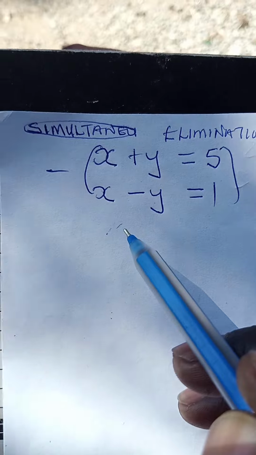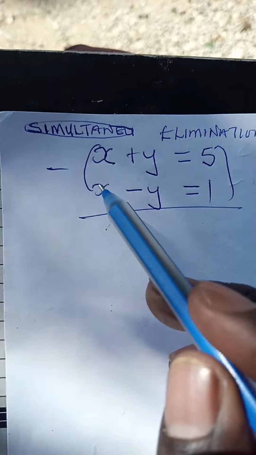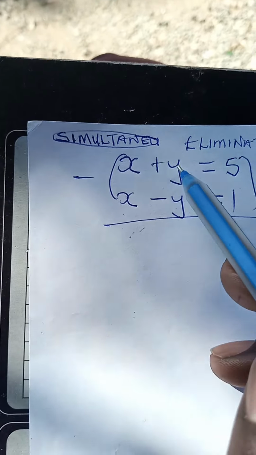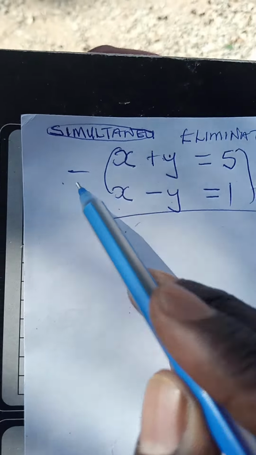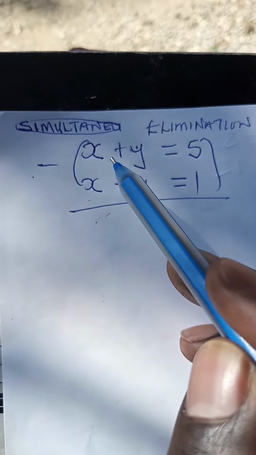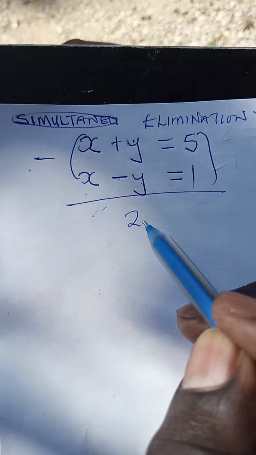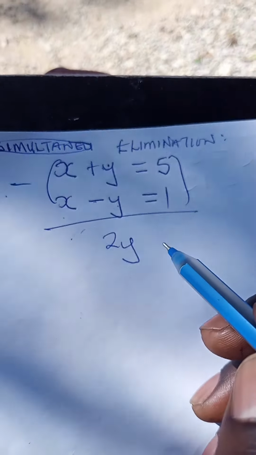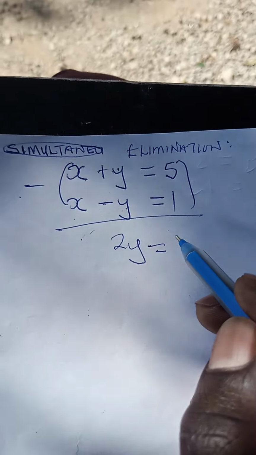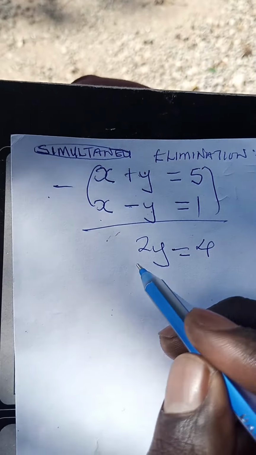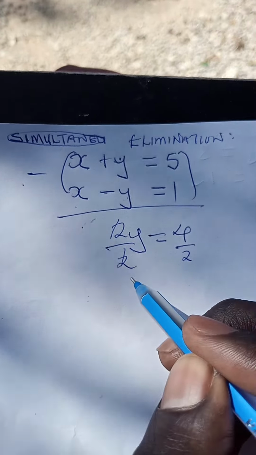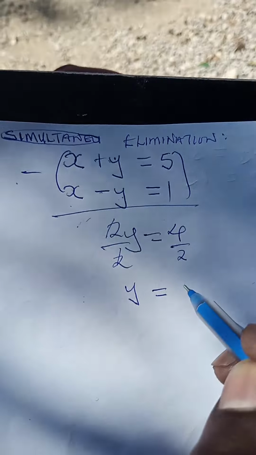So when you say x minus x, you get 0, meaning you've removed this one, you've killed it. And then you're remaining with y. y minus negative y, negative will give you positive, right? So positive, meaning you have 2y. So you say 2y is equal to 5 minus 1, you get 4. And then you divide by 2 so that you remain with y. So this 2 and this one will go, right? So you have y is equal to 2.